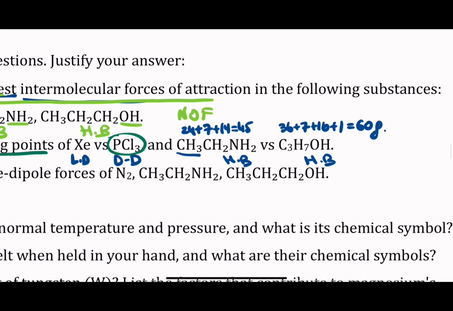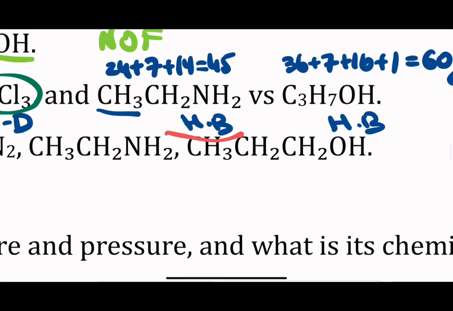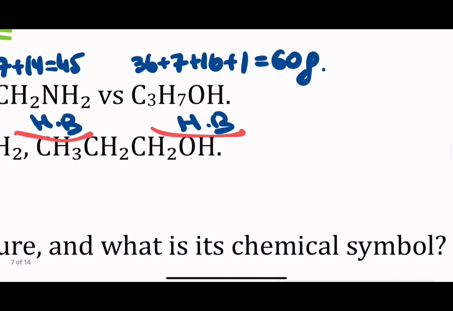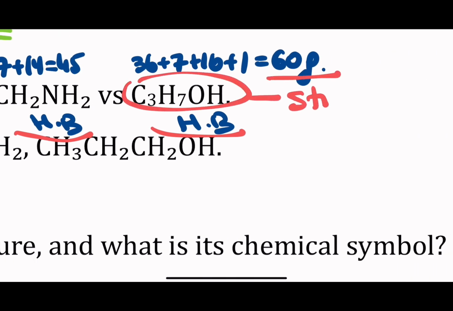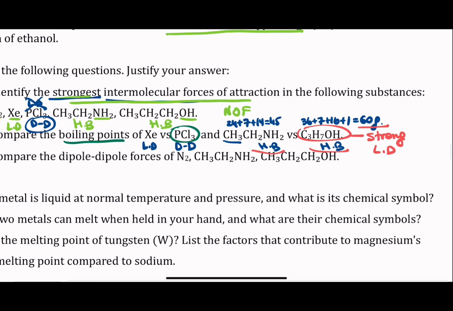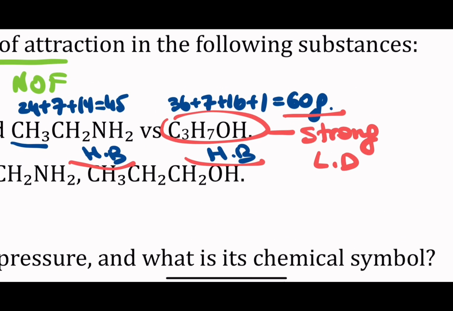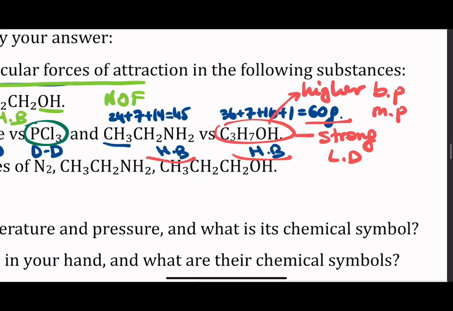Now as you see, they both have hydrogen bonding, but because C3H7OH has a higher molar mass, it has a stronger London dispersion. That's why C3H7OH will have a higher boiling point, and melting point as well.